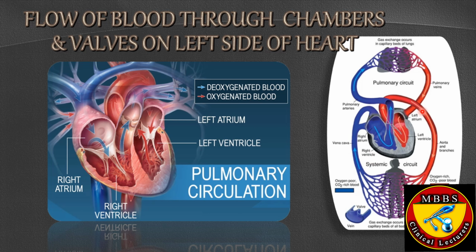And then this blood, which is getting oxygenated in the lungs, will enter through the pulmonary veins into the left atrium of the heart, and then from the left atrium it will go on to the left ventricle of the heart.